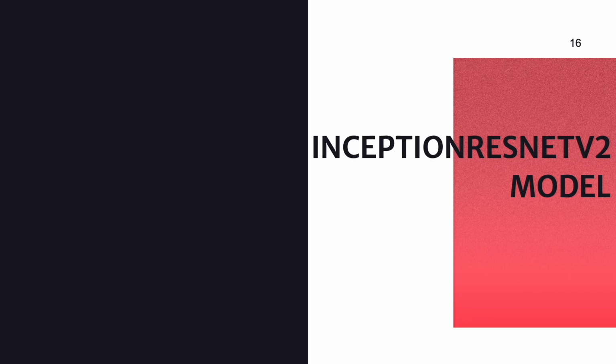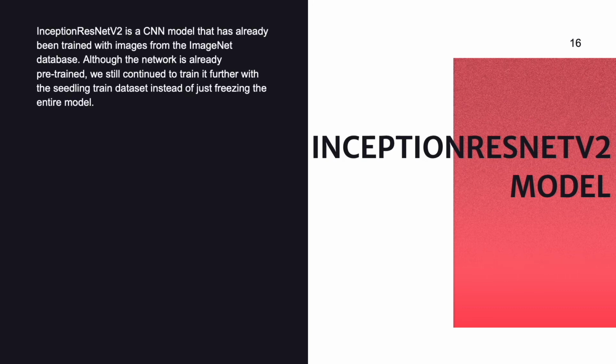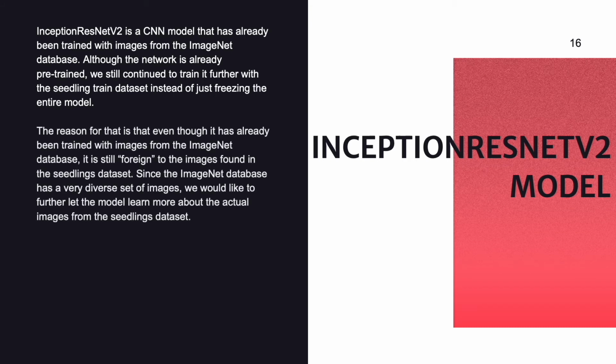Inception ResNet v2. Inception ResNet v2 is a CNN model that has already been trained with images from the ImageNet database. Although the network is already pre-trained, we still continued to train it further with the seedlings trained dataset instead of just freezing the entire model. The reason for that is that even though it has already been trained with images from the ImageNet database, it is still foreign to the images found in the seedlings dataset.